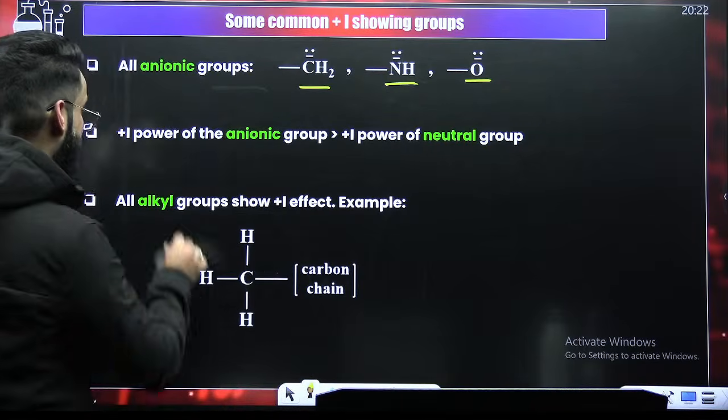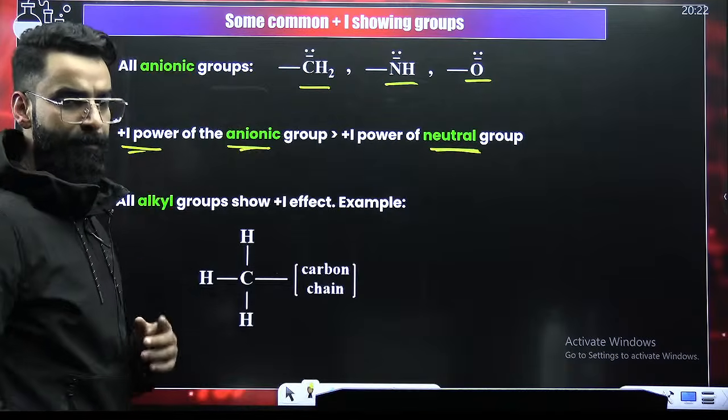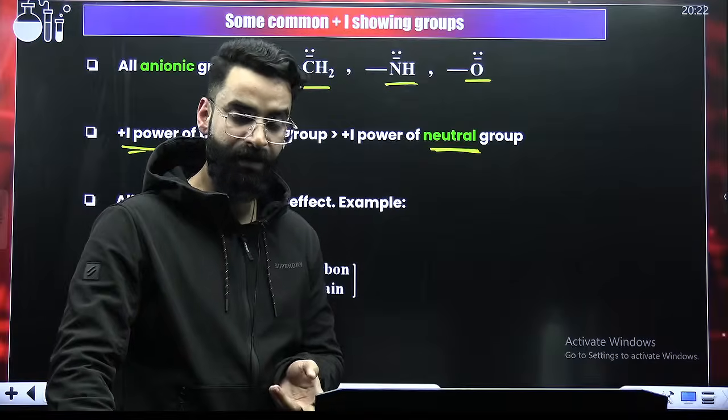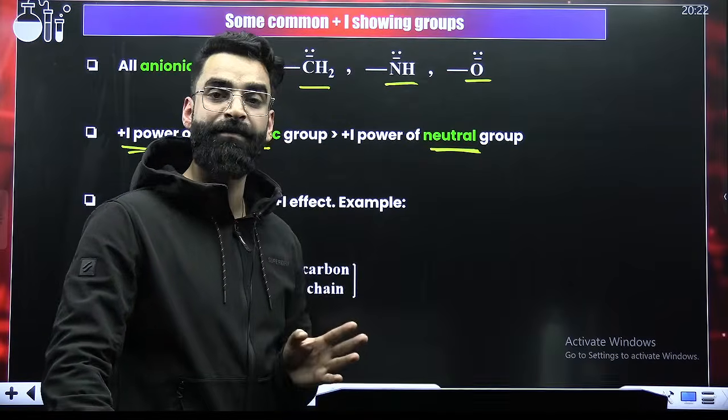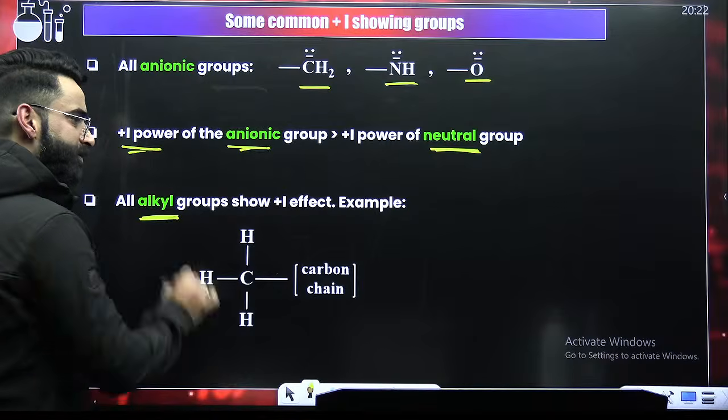Number two, plus I power of anionic group will be greater than that of neutral group. Plus I power of anionic group will be greater than plus I power of neutral group. Point number two.